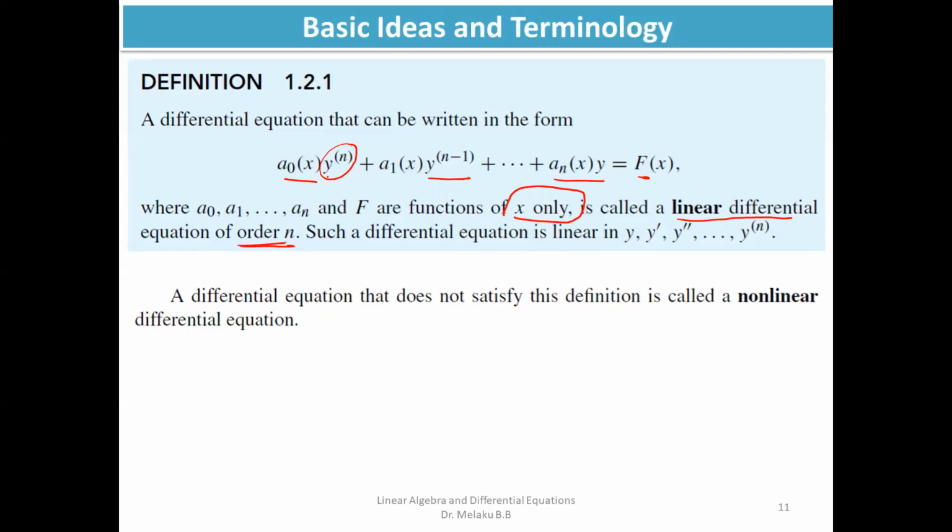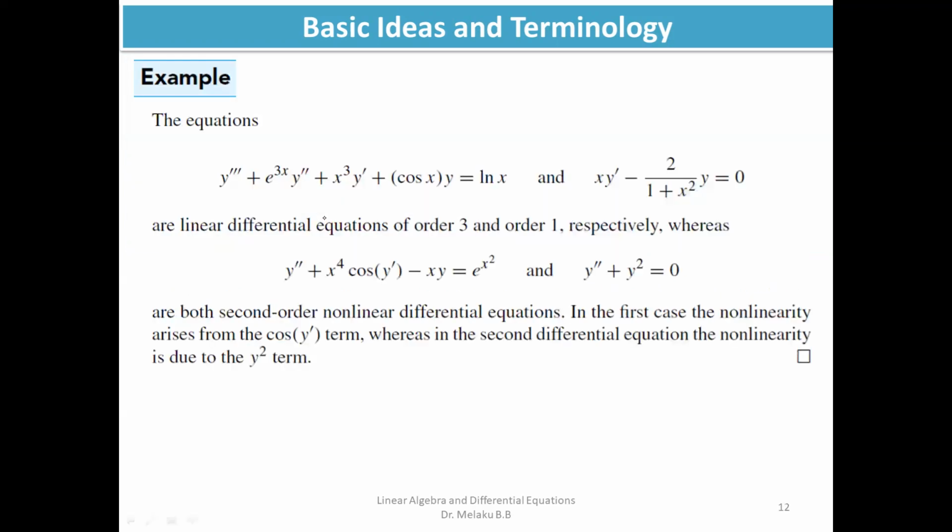Why order n? Because the highest derivative we have is the nth derivative, so it is order n. Such a differential equation is linear in y, y prime, y double prime, y triple prime, and the nth derivative. So to say it is a linear differential equation of order n, the coefficients as well as f must be functions of x. Otherwise, it is called a nonlinear differential equation.